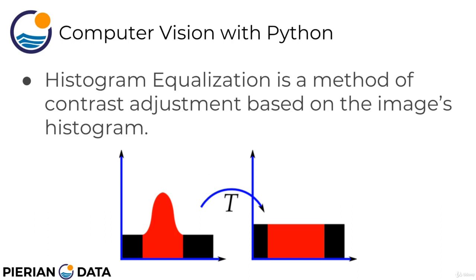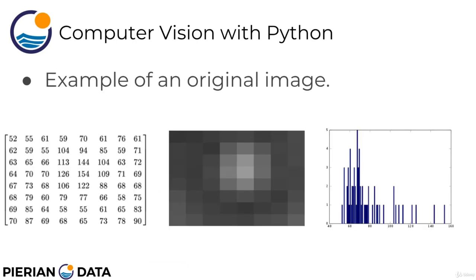Histogram equalization is a method of contrast adjustment based on the image's histogram. Previously, we saw how we could use gamma correction to increase or decrease the brightness of an image. Now we're going to show you how to increase or decrease the contrast of an image through histogram equalization. Here we have a little figure, and on the left it shows what the original color histogram of the image looks like, and we're essentially going to flatten it out or equalize it. We're going to walk through an example of what that actually looks like.